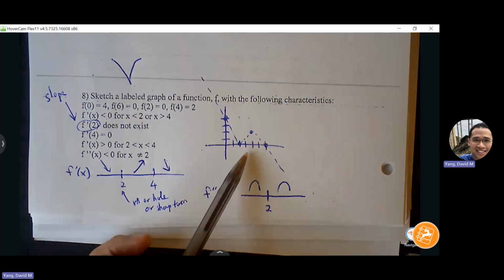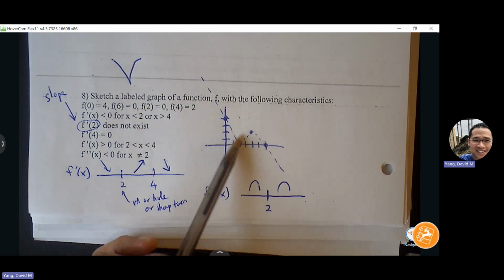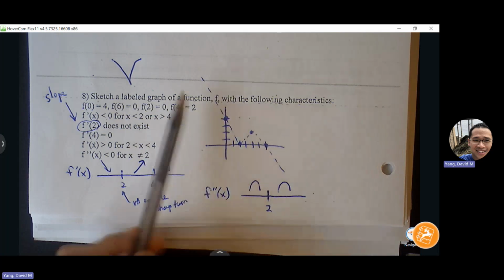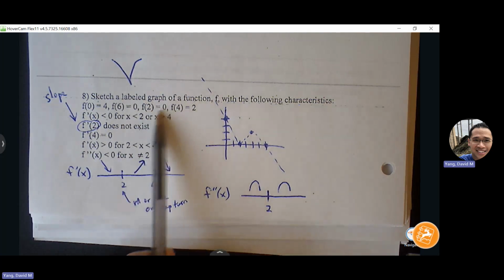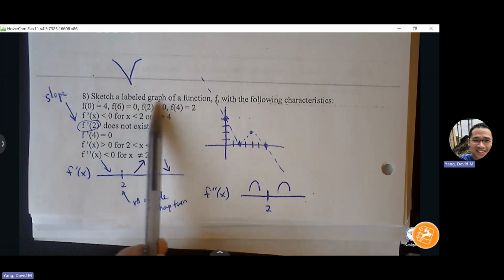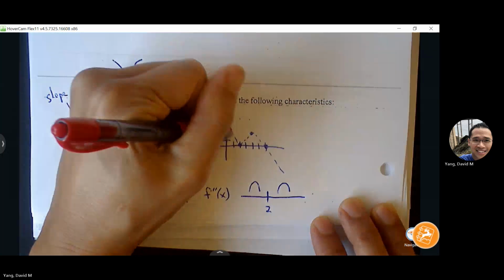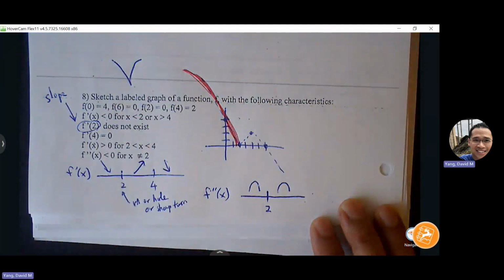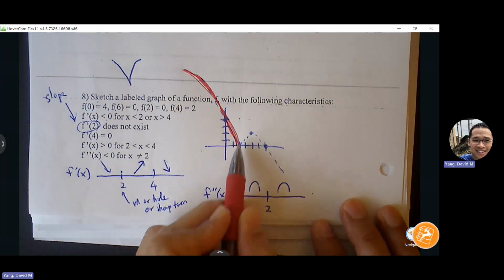So now that we have the path laid out, we know that this is the path of our graph. We just have to clean this up in terms of the curvature. So what do we want the graph to do? And at 2, we know that 2 is not going to be a vertical asymptote because there's an ordered pair here. So that's going to force it into a sharp turn. Okay, so I'm showing that concave down shape, sharp turn, and then finish off the graph with more concave down.